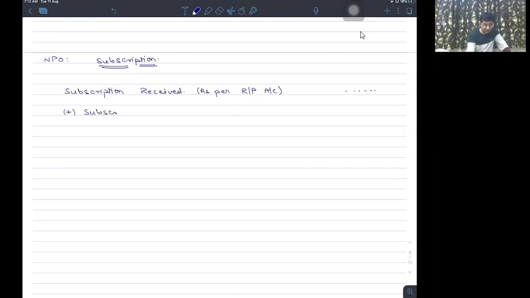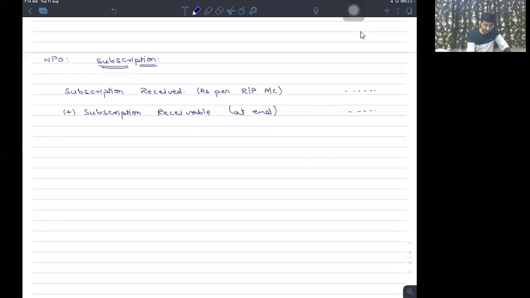Subscriptions receivable at end. Why do you add the subscription receivable at the end? Because it is the income of the current year but not yet received, therefore it is added.